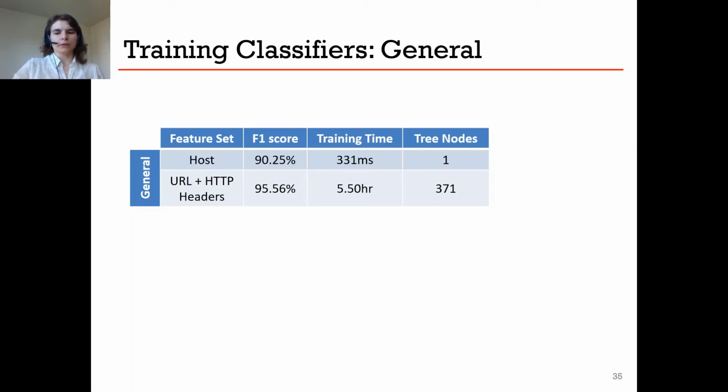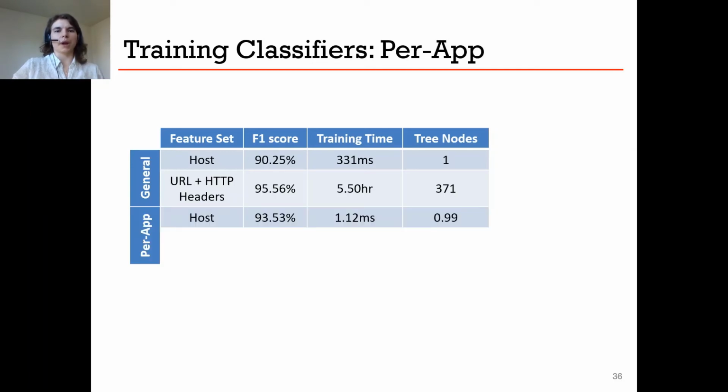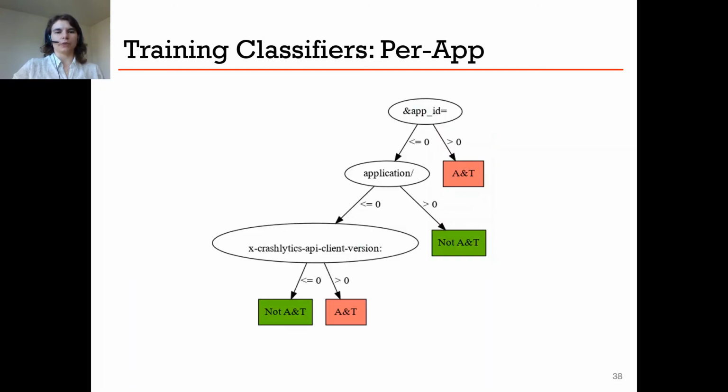To see if we can improve on this, we also explored training what we refer to as a per app classifier. So taking a particular app's data alone and training a specialized decision tree for that app. Here, using the hostname alone was already outperforming the general classifier and achieving an F1 score of 93%. Again, training time is fast and tree node size is small on average. However, when using the full feature set on the per app classifier, we noticed that it does slightly worse than the general one, but still achieves a high enough F-score of 93%. And on top of that, its training time is much faster. It's only dozens of milliseconds compared to hours. And the resultant tree size is small and intuitive. So here's an example of one such tree.